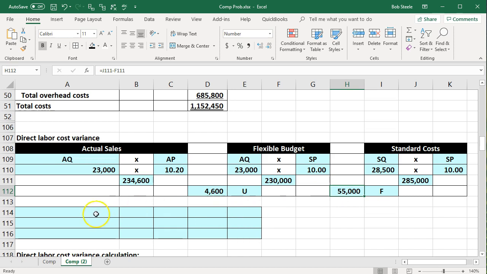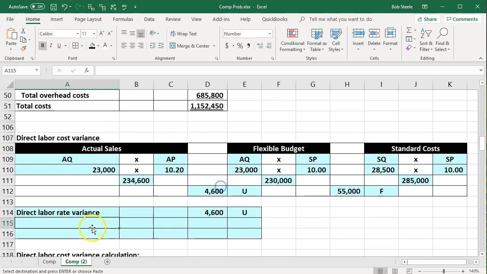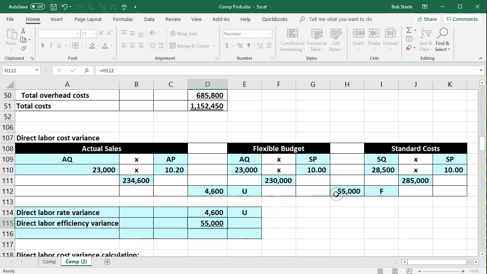So if we go through that, I'm just going to list out what we have here. The direct labor rate variance then is going to be equal to this number. That's the rate variance because that's where we changed the rate amount, the price in this case, and we knew that that's going to be unfavorable. And then we'll list out the other one we're going to call the efficiency variance. That's basically the quantity variance because how efficient were we with the material that we had. And that was equal to the 55, and that was actually favorable.